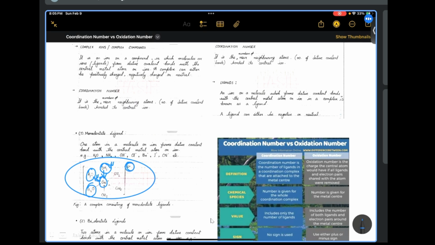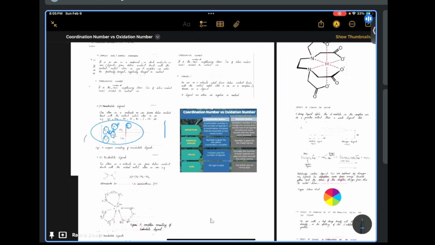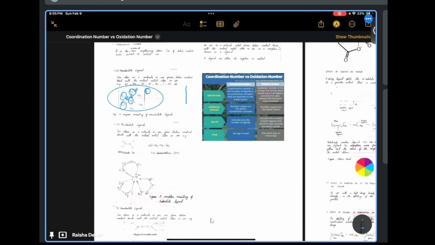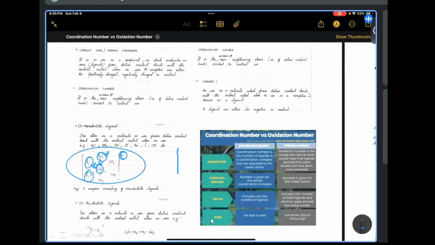But in the next part, you will also see how a negatively charged ligand can act as well. Basically, we didn't give an example like this, but it will have a negatively charged dative covalent bond, negatively charged complex ions or compounds.